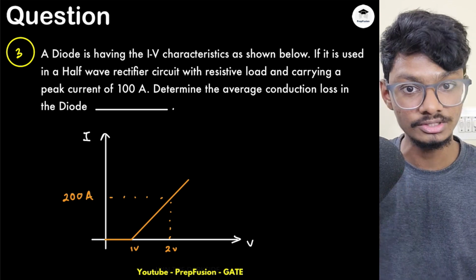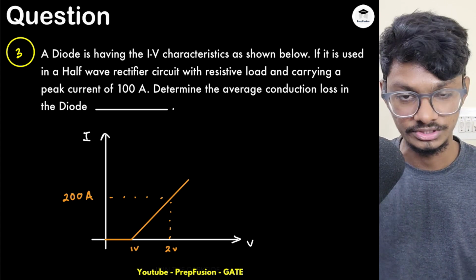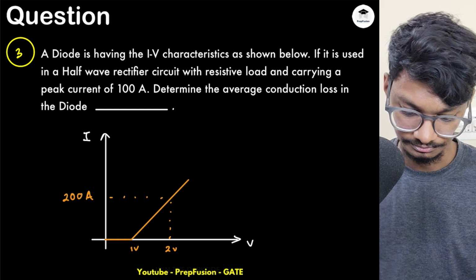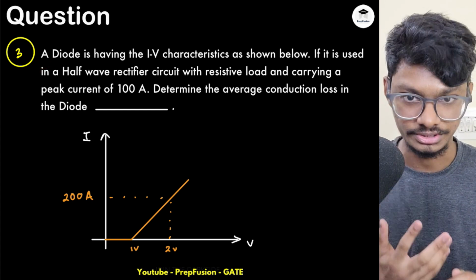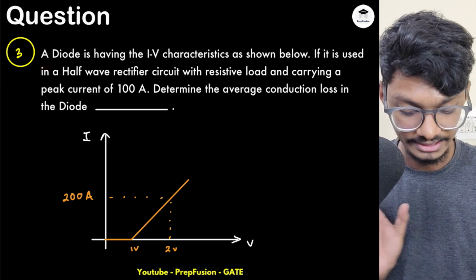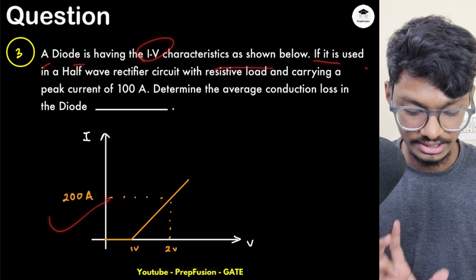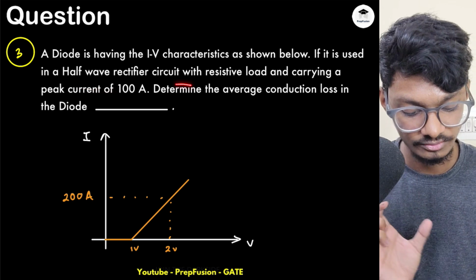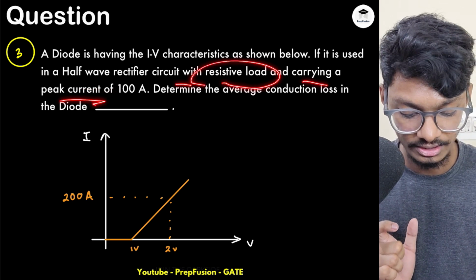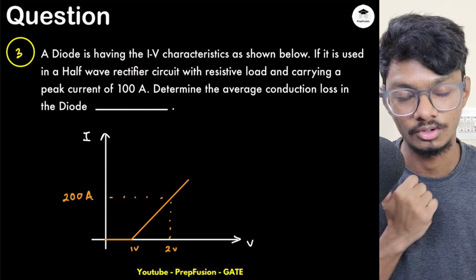So in this lecture we'll mainly solve the assignment question which I gave you in the previous lecture. So let's start with this question. This question is telling us that a diode has an IV characteristic as shown below. If it is used in a half wave rectifier circuit with a resistive load and carrying a peak current of 100 amps, determine the average conduction loss in the diode.